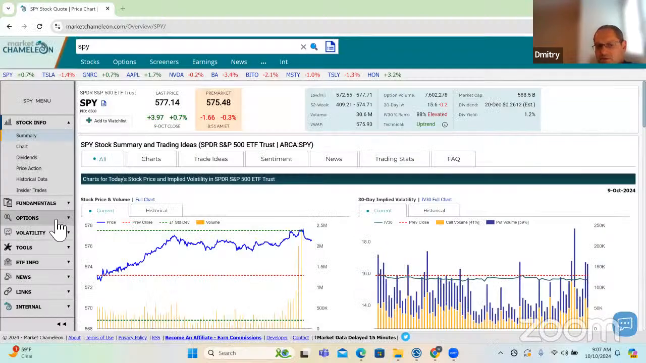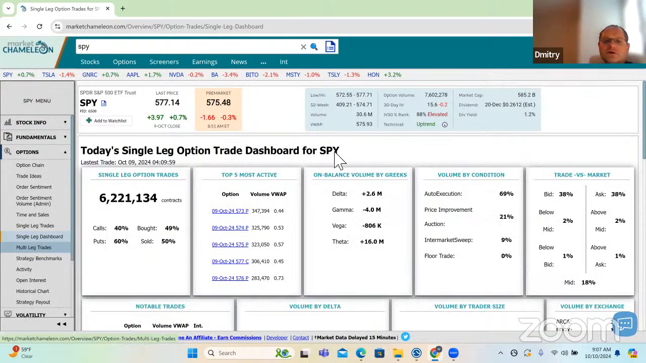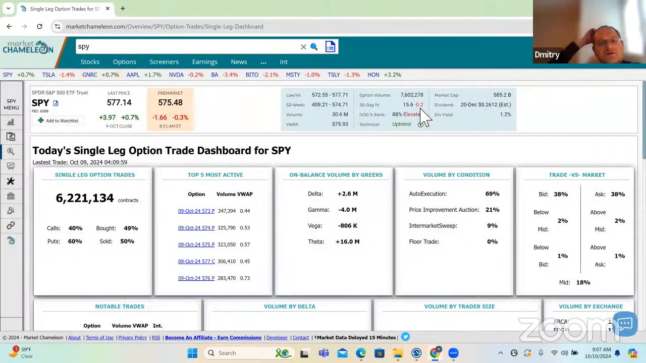So if we don't have any questions, maybe what I'll do is come back to the options, the single leg dashboard. And we talked about it a little bit earlier. Let me just close this menu to expand the screen.